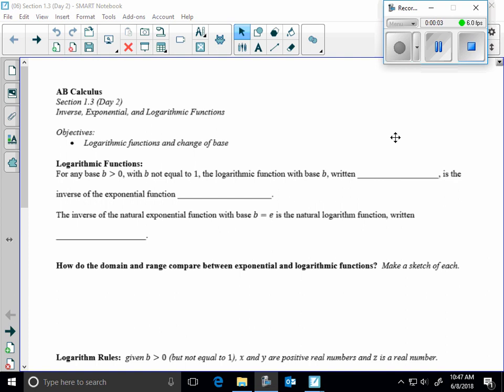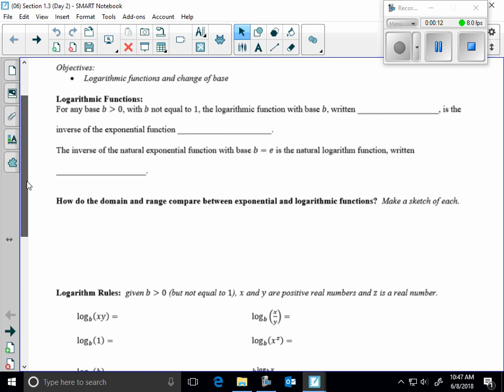Right, 1.3 day number 2, inverse exponential and logarithmic functions continued. Objectives: logarithmic functions, and change of base. It's going to be a pretty brief lesson, so let's jump right into it.